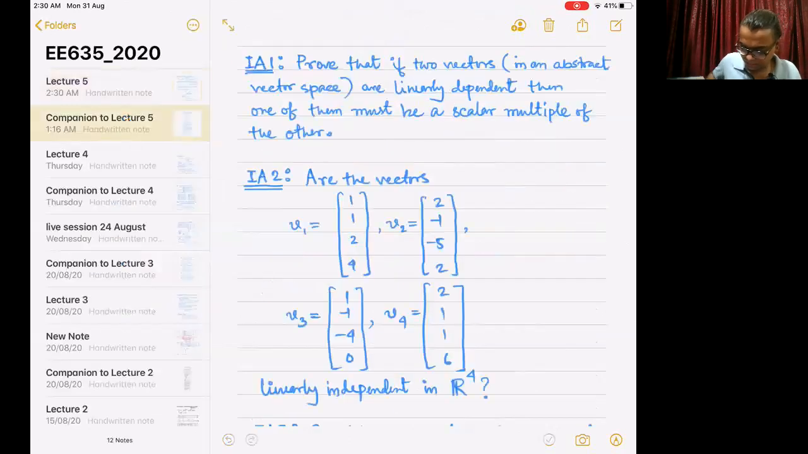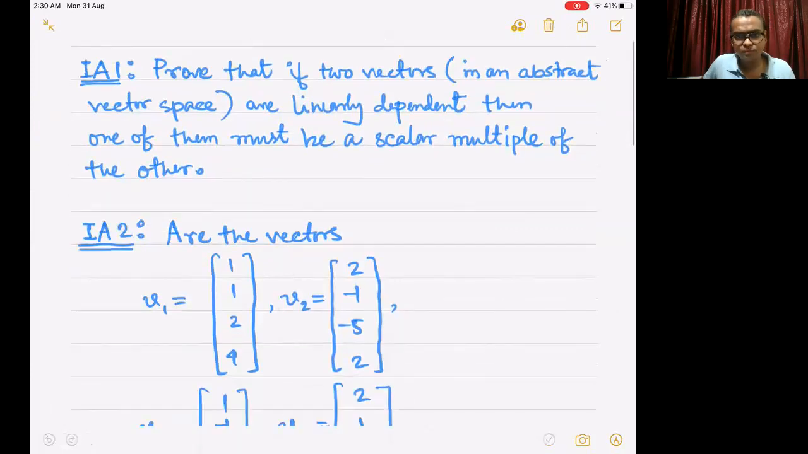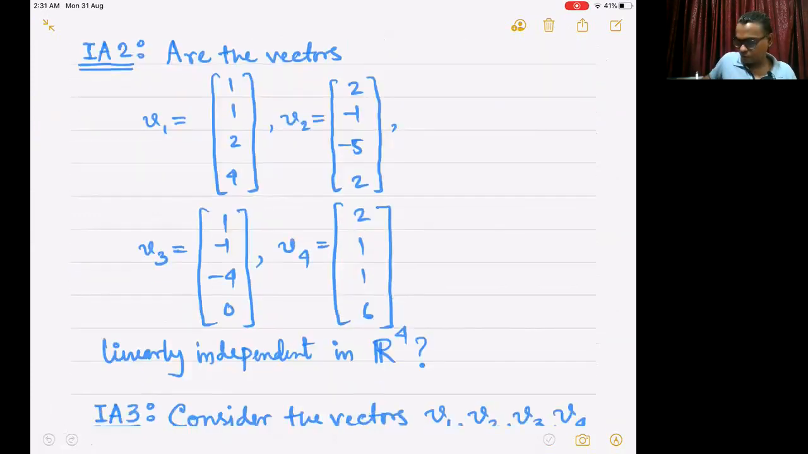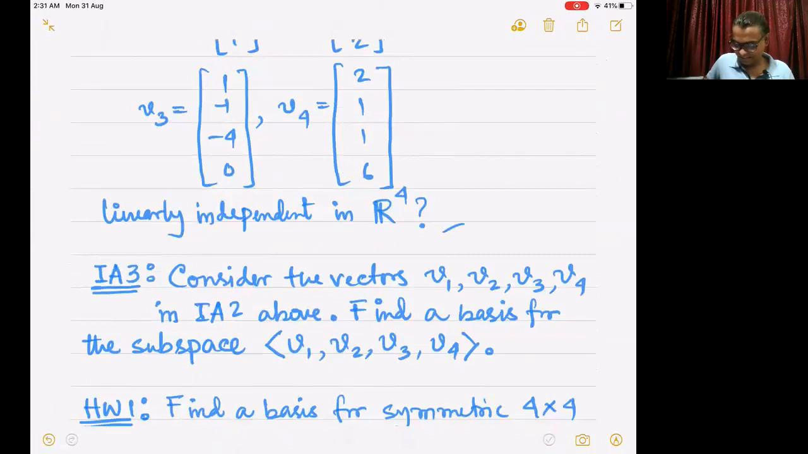These are the companions. This is the companion note. These are the problems that you're supposed to solve together with the ones that I've mentioned during the lecture. Prove that if two vectors in an abstract vector space are linearly dependent, then one of them must be a scalar multiple of the other. Very simple. Then a concrete problem where I have given some vectors. I've asked you to check whether they're linearly independent or not. Will turn out to be dependent. Then find out a basis for the span of these vectors.